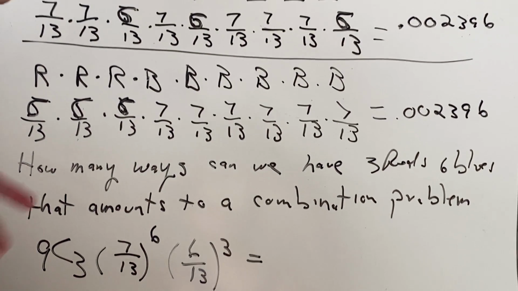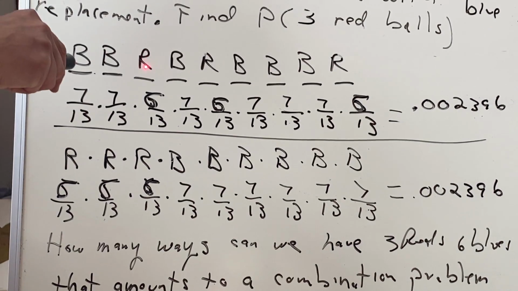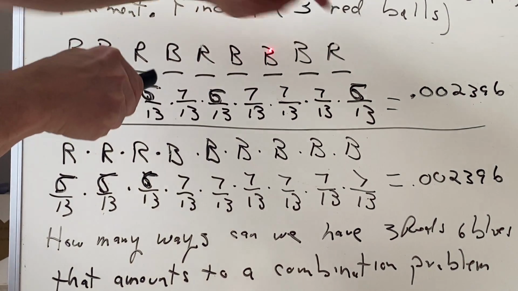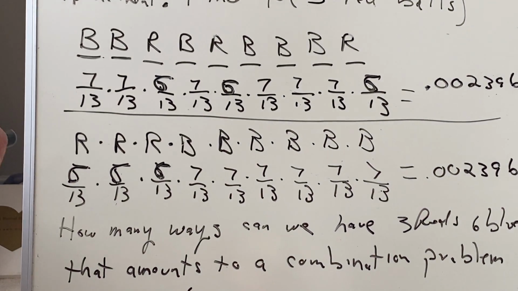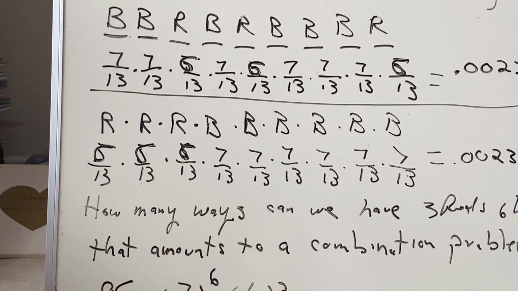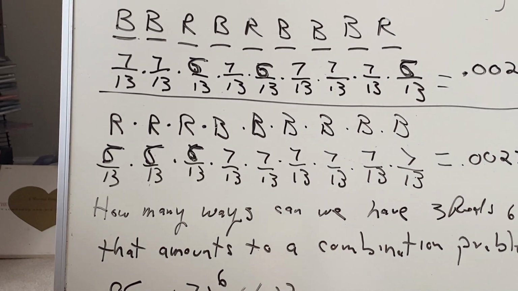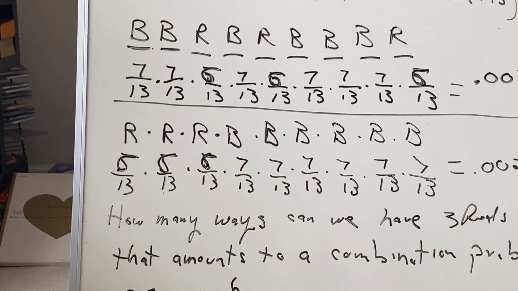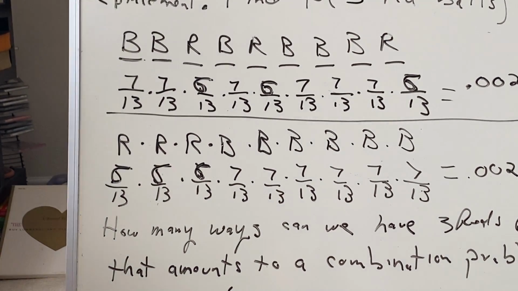I'm just going to focus on reds. We have reds in the 1st, 2nd, 3rd, 5th, and 9th position. Here we have reds in the 1st, 2nd, and 3rd position, right? Well, we might have reds in the 1st, 2nd, and 4th position, or 1st, 2nd, and 8th position, or 2nd, 5th, and 6th position, right?